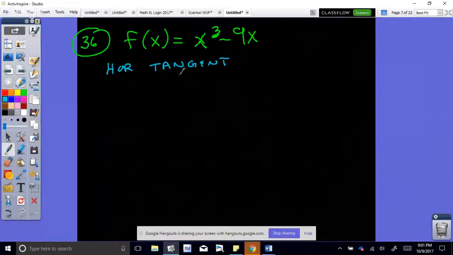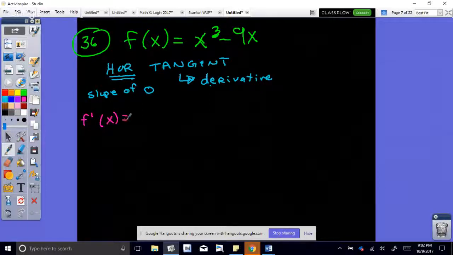Okay, so let's decode a little bit. We know that tangent is the same as the derivative. Horizontal lines have a slope of 0. So we want to find horizontal tangents, which is just places where the derivative is equal to 0. So in order to do this, we're going to start by taking the derivative, using the power rule. So we have 3x squared minus 9. We're then going to take the derivative and set it equal to 0.